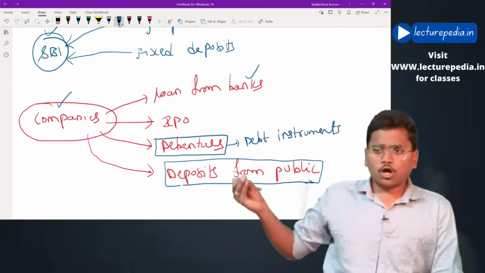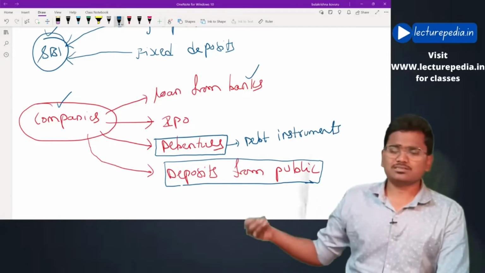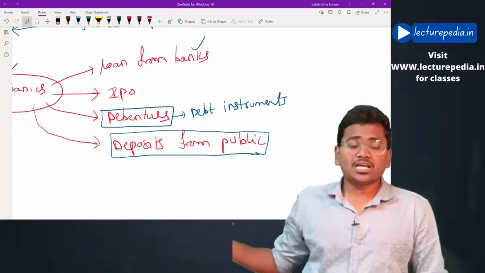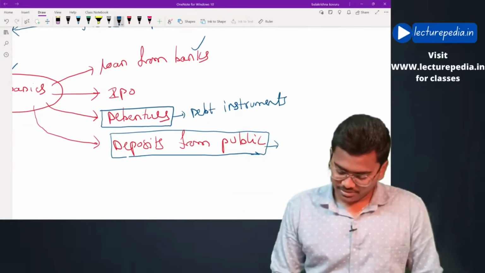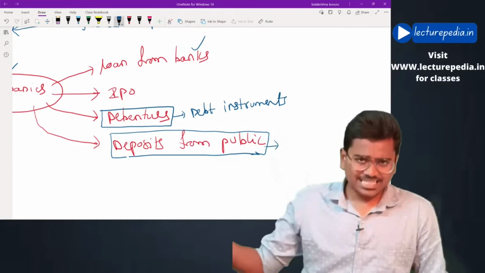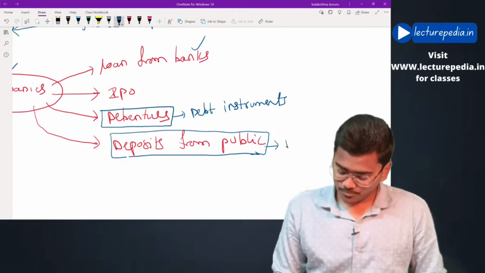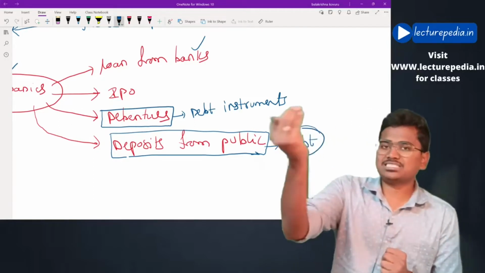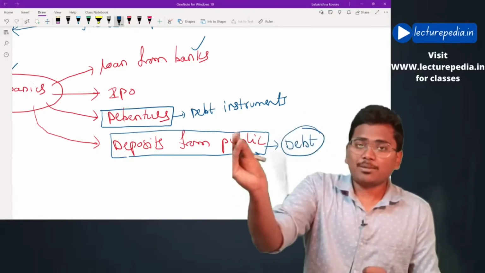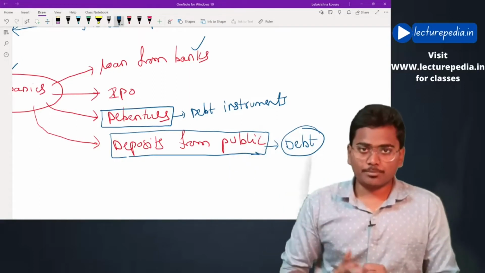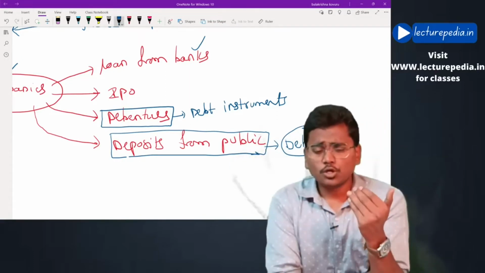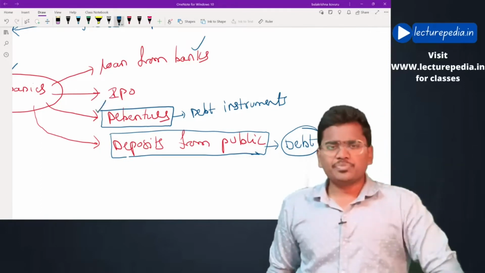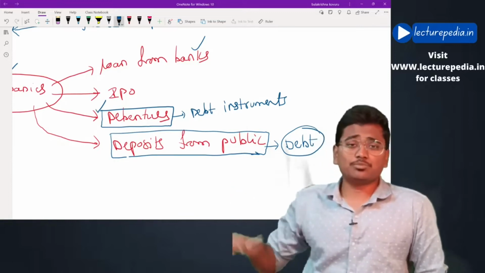On debentures, the amount raised through debentures, the company will be paying interest. In the same way, on deposits also the company will pay interest. Even these deposits are debt to the company. The public will deposit an amount with the company and the company will pay interest to the public. Now, why will a company raise deposits instead of raising debentures? It can issue debentures now. Why is it raising deposits?